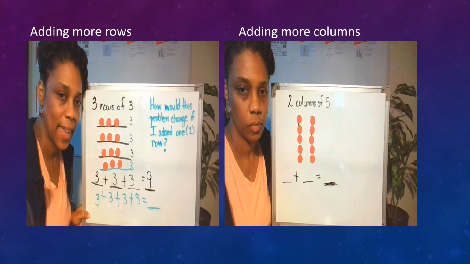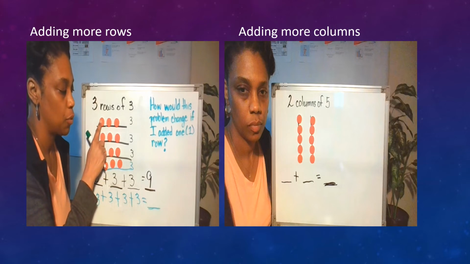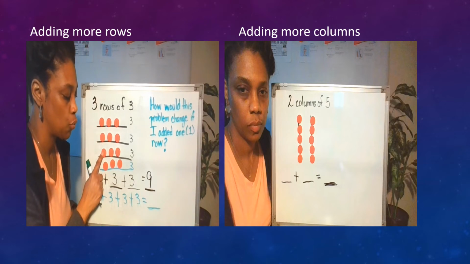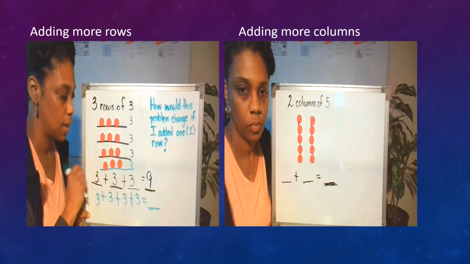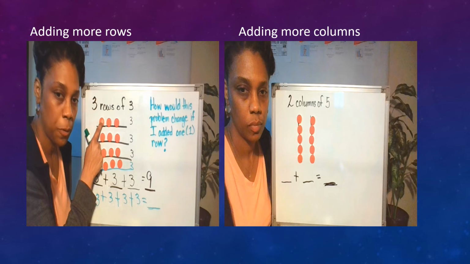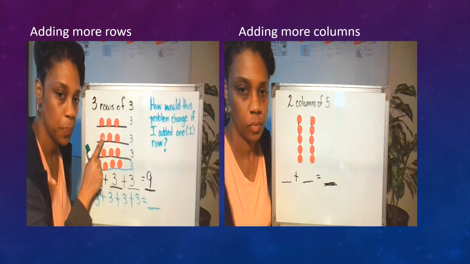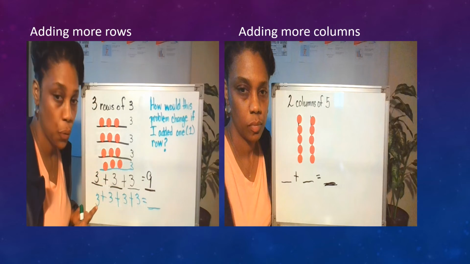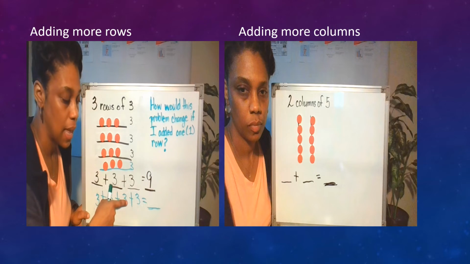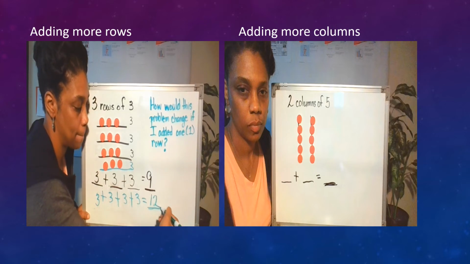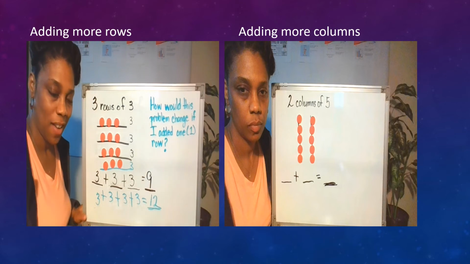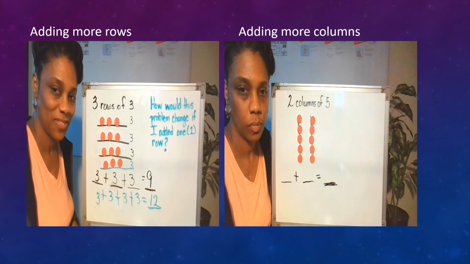So let's go back and count this. If I have 3 on this row, 3 on this row, 3 on this row, and 3 on this row. Now I'm going to add 3 4 different times. Let's do it. Count with me. 1, 2, 3, 4, 5, 6, 7, 8, 9, 10, 11, 12. So 3 plus 3 plus 3 plus 3 equals 12. Wow, good job, scholars.